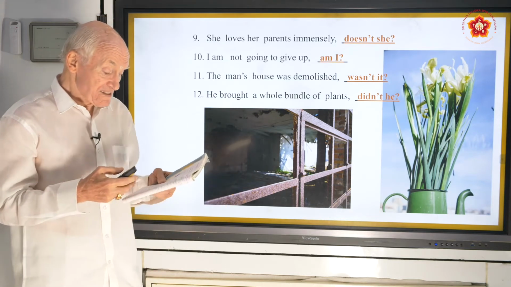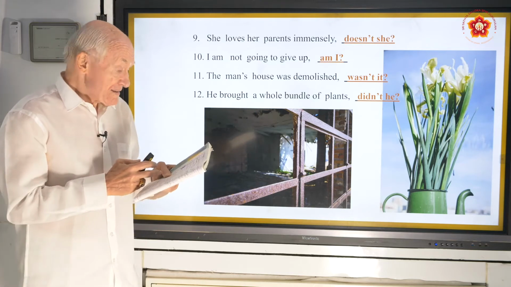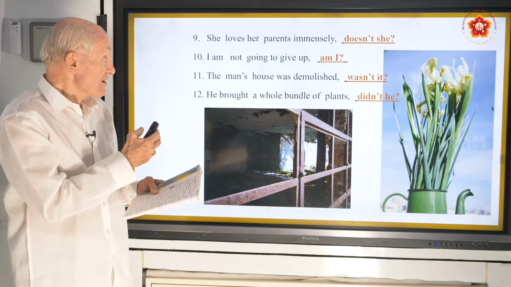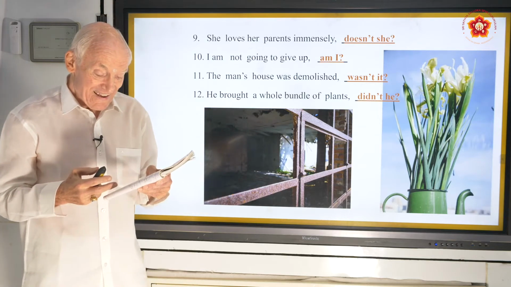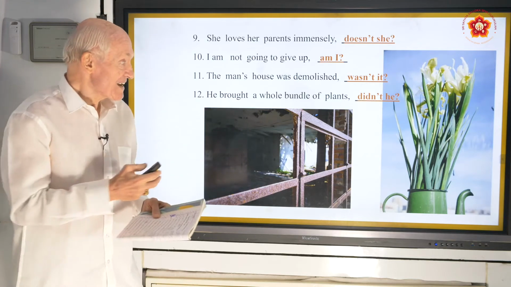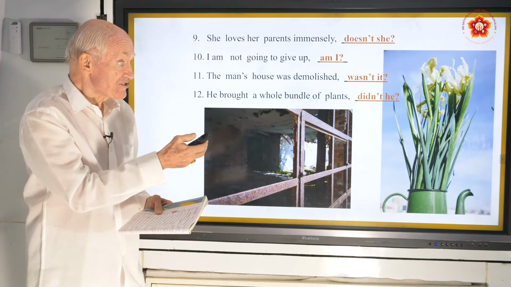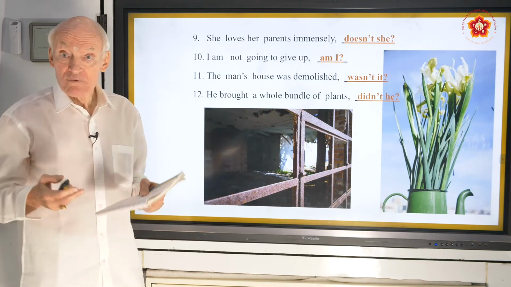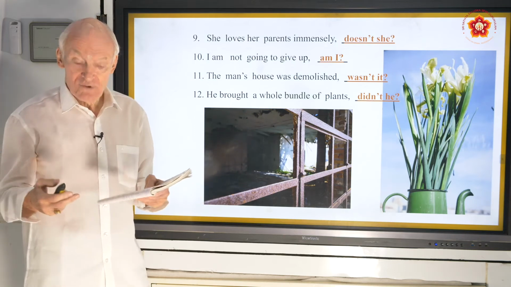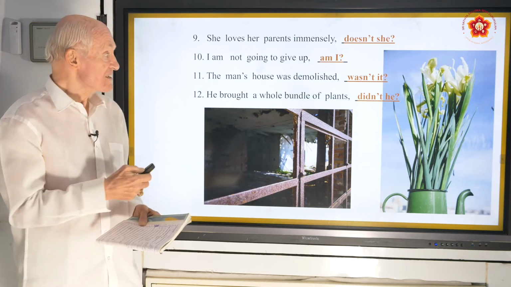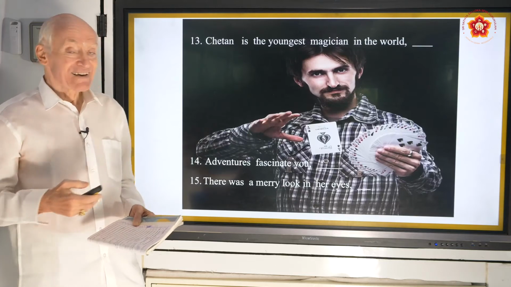The next sentence is, he brought a whole bunch of plants. Okay? He brought a whole bunch of plants. And then the question is, she asked, didn't he? Well, when somebody brings a whole bunch of plants, you can see it. But she's asking for more confirmation. Let's go ahead and see some more examples.